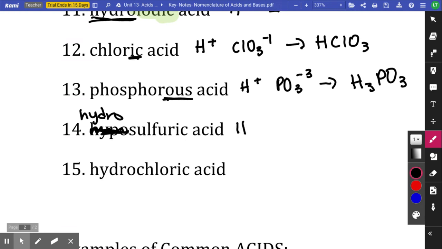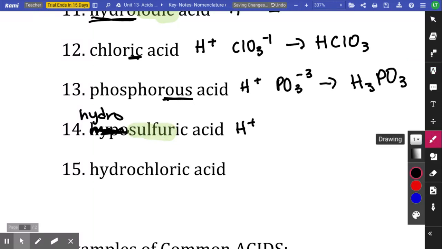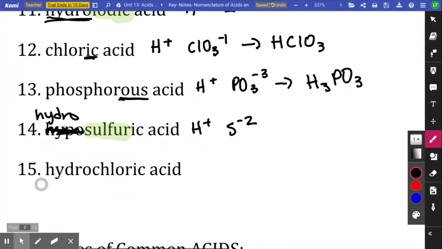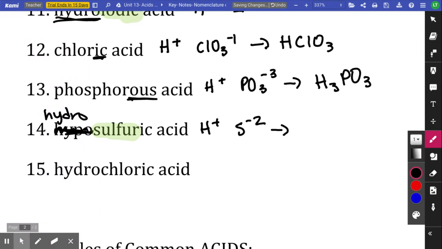Starts with hydro, so it is binary. So we have H+. And then we need to figure out what the second half of that would be. So we have sulfur there. So our second element will be sulfur. So that's S -2. So we swap, drop, reduce, and we end up with H2S.